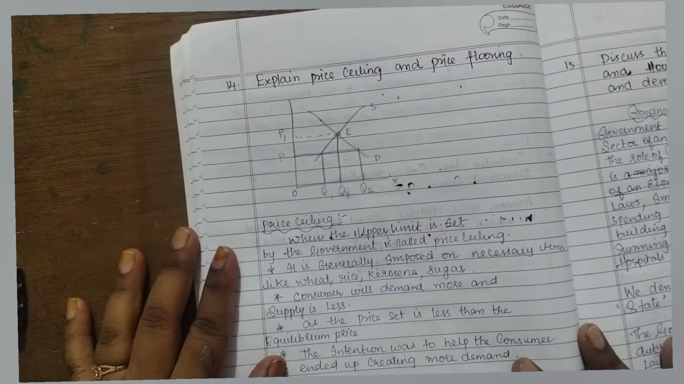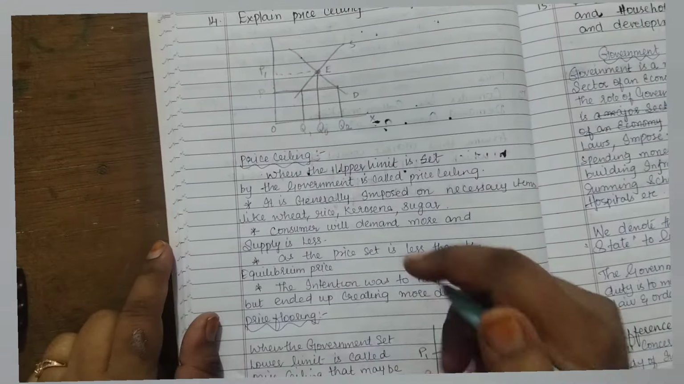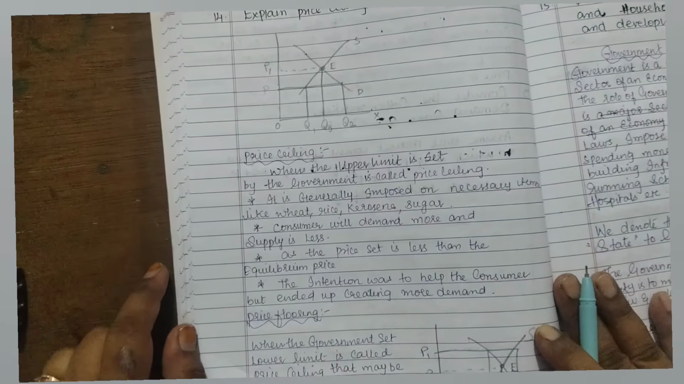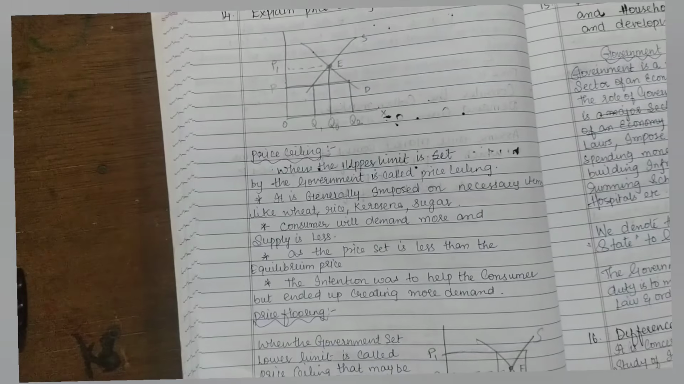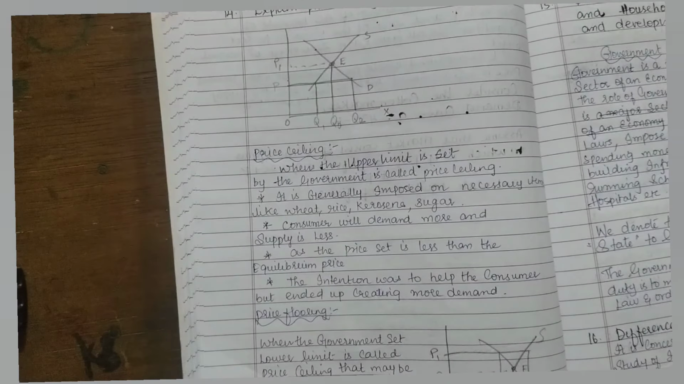Explain price ceiling and price flooring. What is meant by price ceiling? It is when the government sets an upper limit. Ceiling means it is up, so it is an upper limit set by the government. Why is it set? It is majorly imposed for necessary items like wheat, rice, kerosene, which consumers will demand more and supply is less.